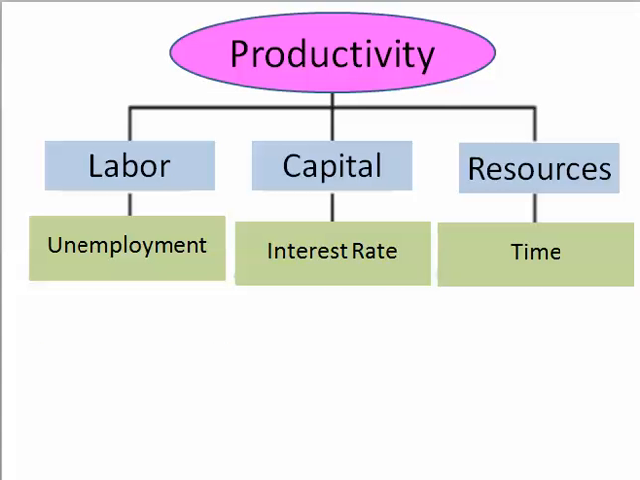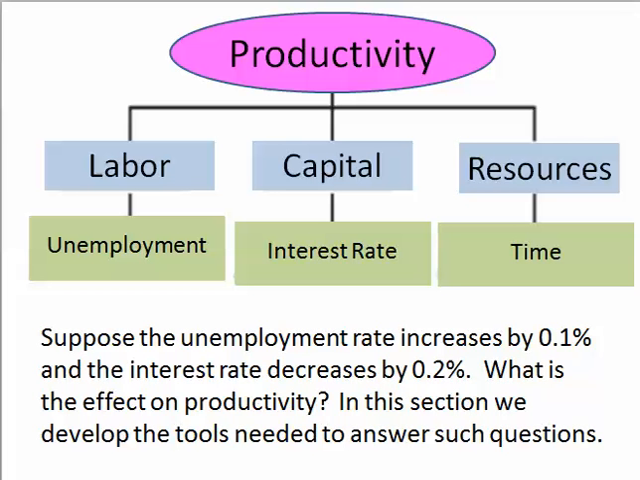Then the relationship between the variables can be charted this way. Suppose the unemployment rate increases by 0.1% and the interest rate decreases by 0.2%. What is the effect on productivity? In this section, we develop the tools needed to answer such questions.